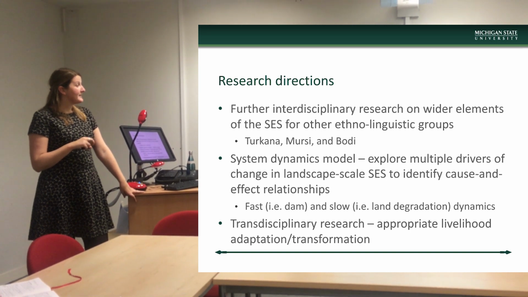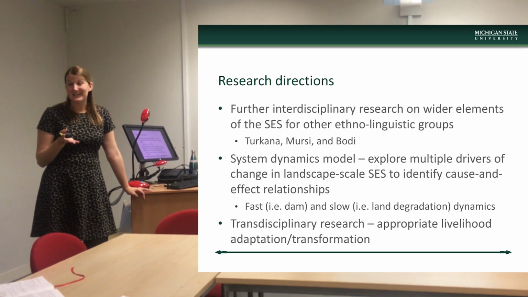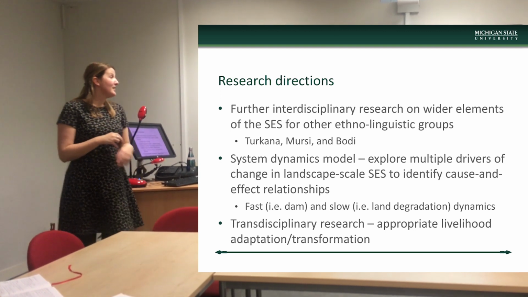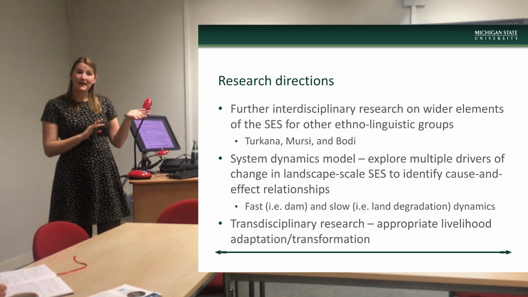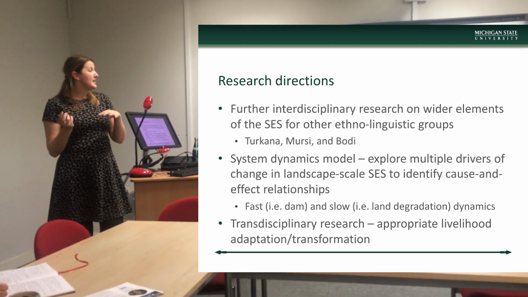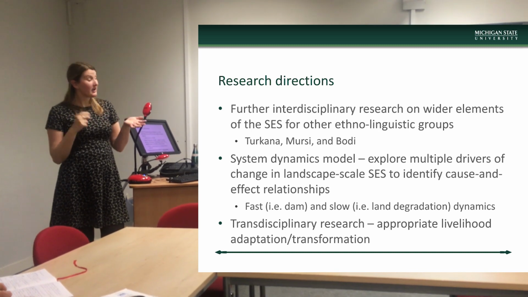So having said that, we've only actually done on-the-ground research in one of the 15 ethnic groups in this region. So priority areas would probably be to look at Turkana because of the impacts on fishing livelihoods, but also the Mursi and the Bodi, who are higher up in the basin and already being affected by the sugarcane cultivation.